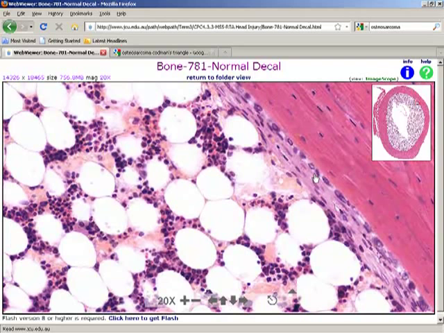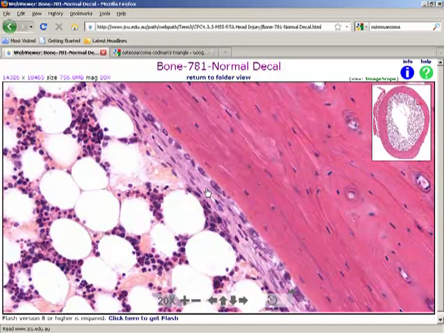Okay. Now that is the periosteum. Periosteum is a line of osteoblasts. These are the osteoblasts and fibrous tissue. That's the periosteum lining the bone. Usually they are inactive, normal bone, but when there is a fracture or inflammation, they will be hyperactive.